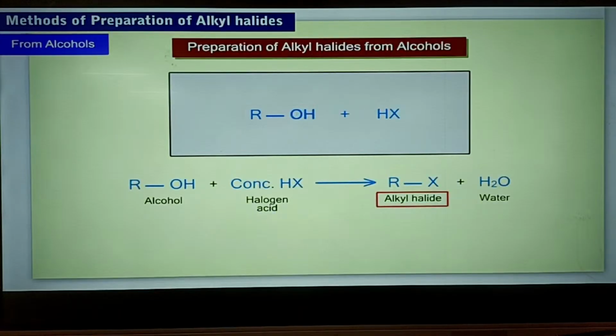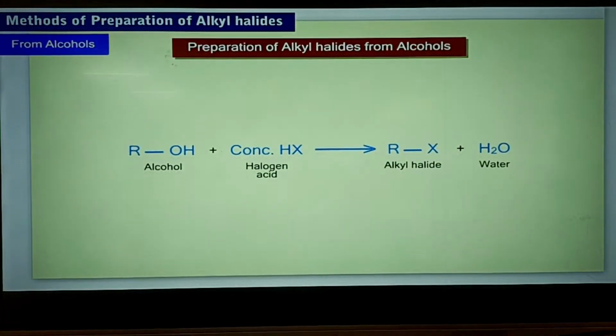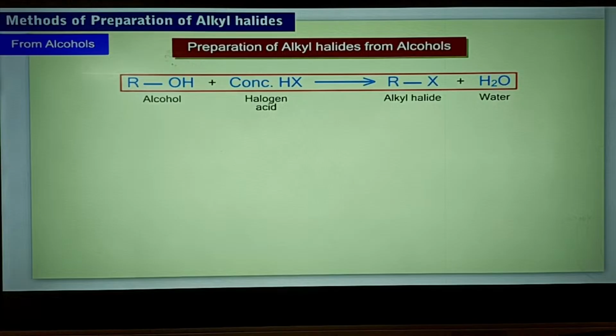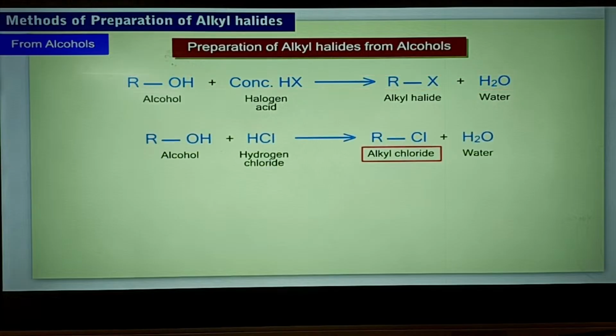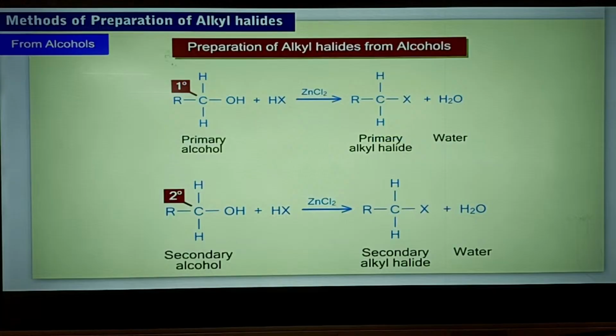One way to make alkyl halides from alcohol is through the reaction of alcohols with concentrated halogen acids, which have the general formula HX. Water is the other product of the reaction. In practice, this reaction is used primarily to prepare the alkyl chlorides and alkyl bromides. For primary and secondary alcohols, zinc chloride must be used as a catalyst in this reaction.